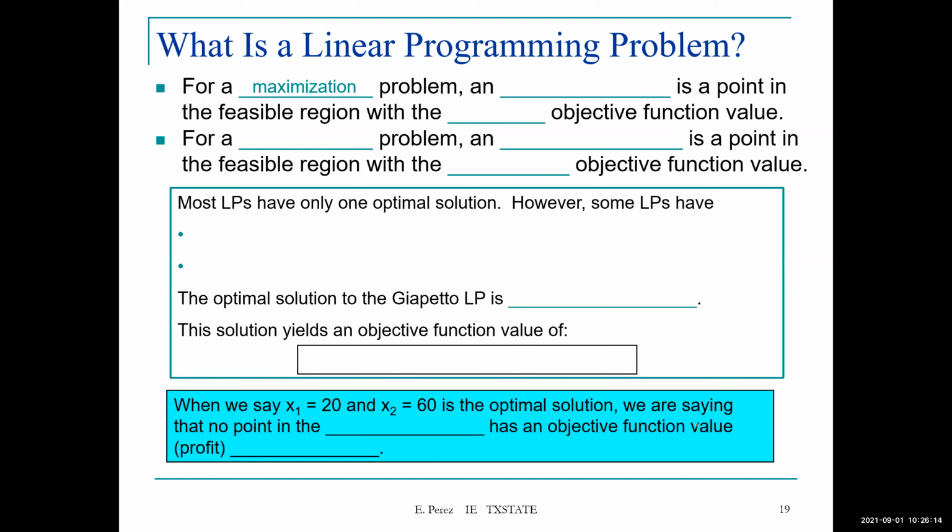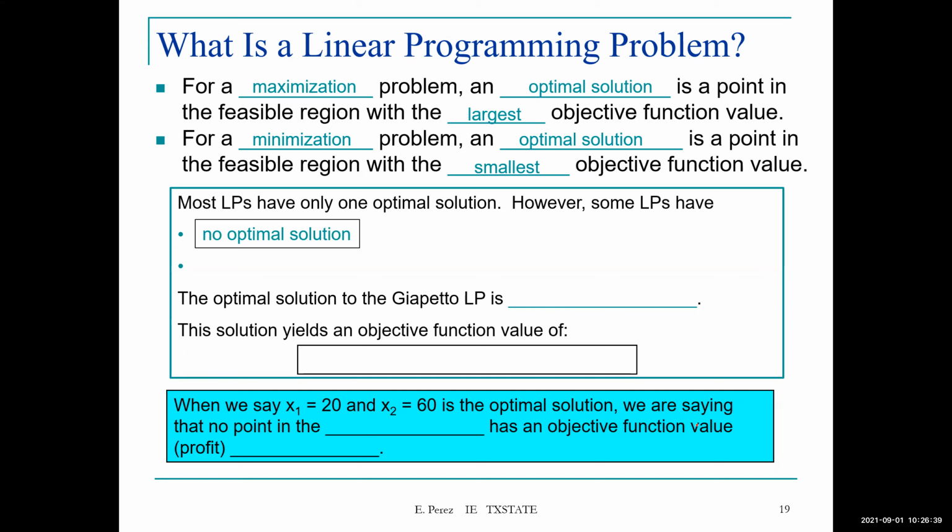For a maximization problem, an optimal solution is a point in the feasible region with the largest objective function value. For a minimization problem, an optimal solution is a point in the feasible region with the smallest objective value. So when we are trying to maximize, we're trying to find the largest value. When we're trying to minimize, we want to find the smallest value.